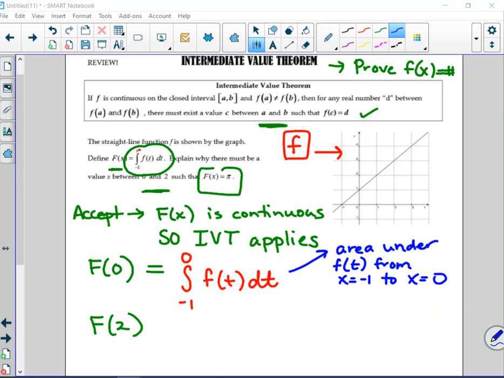So remember, it's above the x-axis. So from -1 to 0 is that little triangle. And then from -1 to 2. And if you're like, why is she starting at -1? Because that's where the integral tells me to start. It says F of x is the integral from -1 to x. So from -1 to 2 is this guy, Mr. Big Red Triangle.